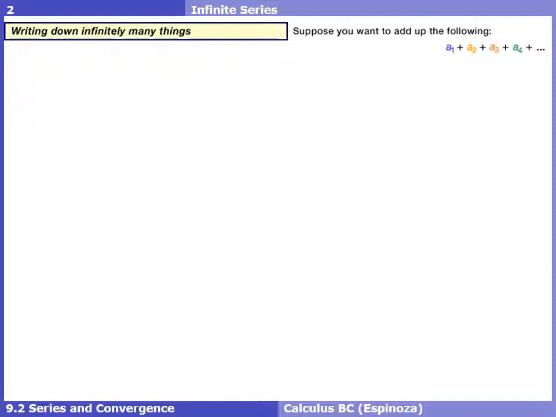So how do we write down an infinite amount of things that we're trying to add up? Well, let's suppose we wanted to add up a bunch of terms, and in general we're just going to call that a1 plus a2 plus a3 plus a4 plus dot dot dot, meaning we're never going to stop adding these terms up. Well, we can use our summation notation again, which makes things really nice. Here we're starting at a1, which means our n begins at 1. And since we have that dot dot dot at the end, which means we're never stopping, we're going to have infinity at the top of our sigma.